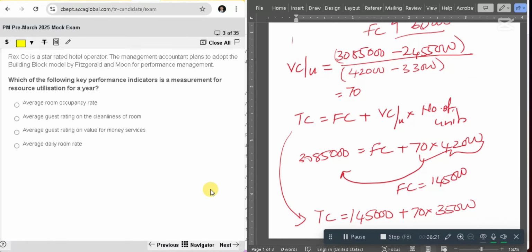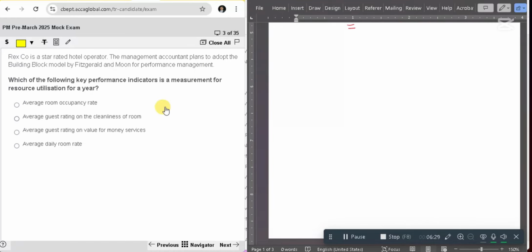Third one. Rex Company is a star-rated hotel operator. The management accountant plans to adopt a building block model by Fitzgerald and Moon for performance management. Which of the following key performance indicators is the measurement for resource utilization? Resource utilization is something connected to efficiency, capacity utilization.